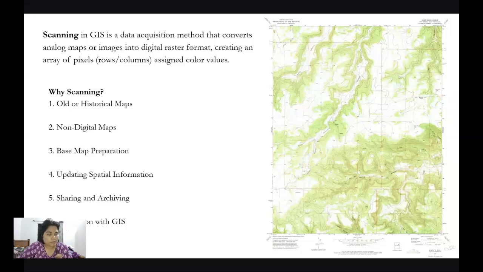Let's talk about the second method of data input, which is scanning. Now, often what happens is that satellite data is not really covering the kind of temporal coverage that you are trying to study. For example, let's say you are trying to study how was the forest cover in 1901. Satellite data was not there then, isn't it? So, what do you rely upon to find out forest boundaries?